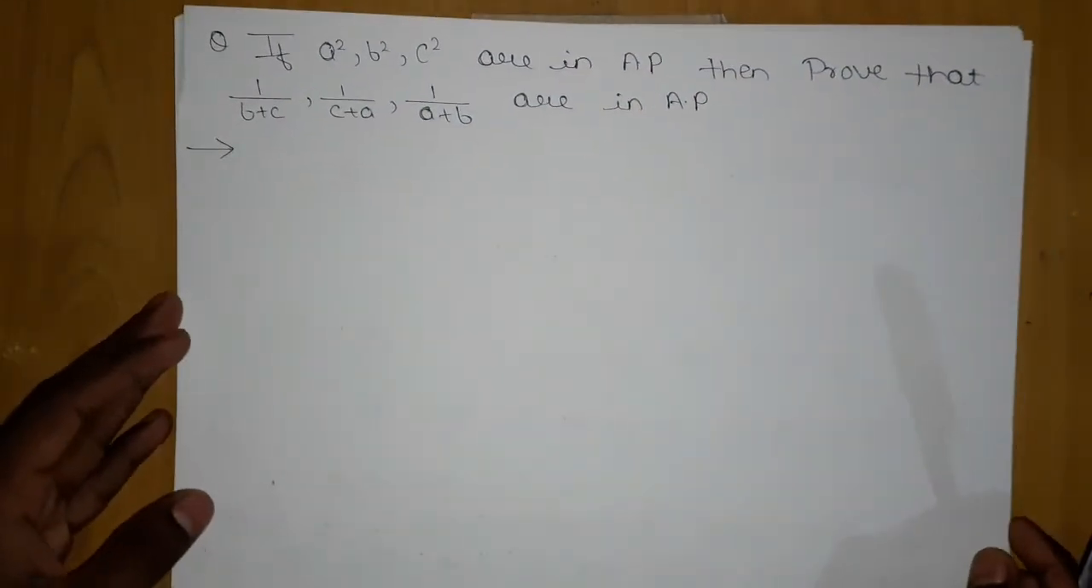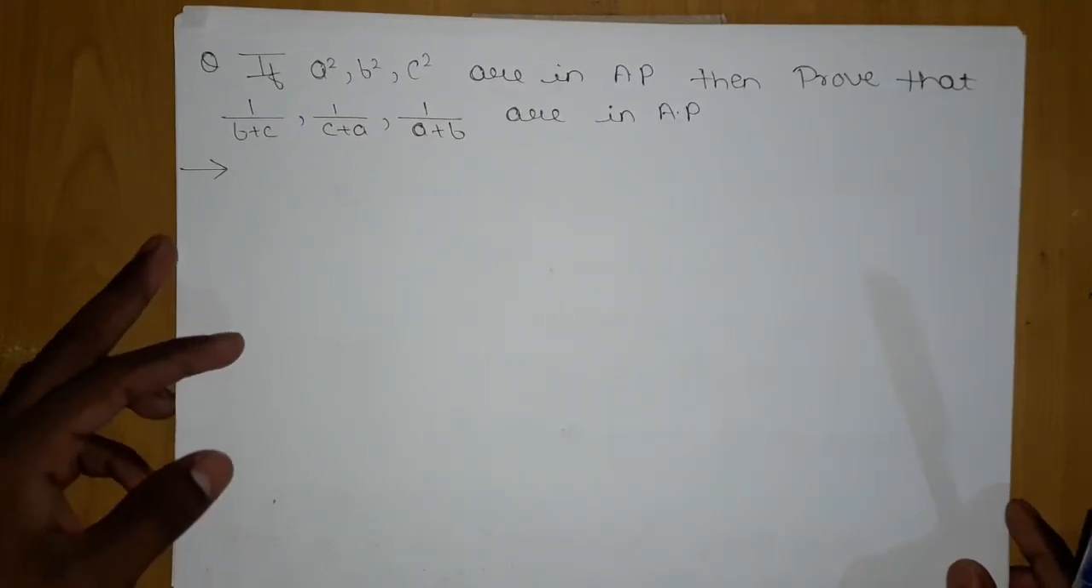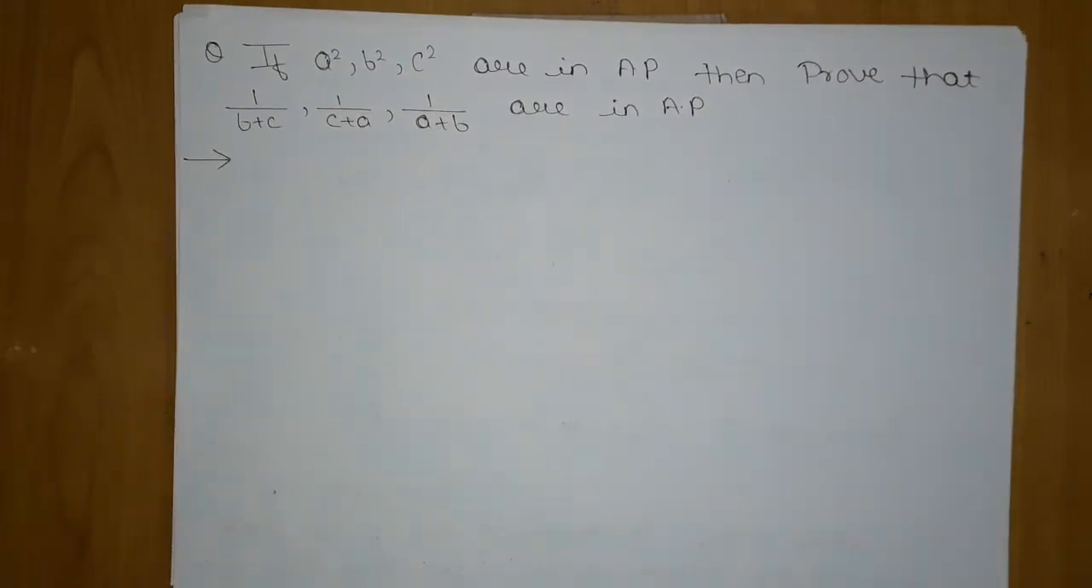Now let's move on to the next question. It says, if a square, b square, c square are in AP, then prove that 1/(b+c), 1/(c+a), 1/(a+b) are in AP. You have to tell these things.